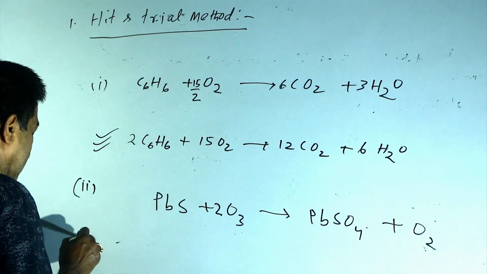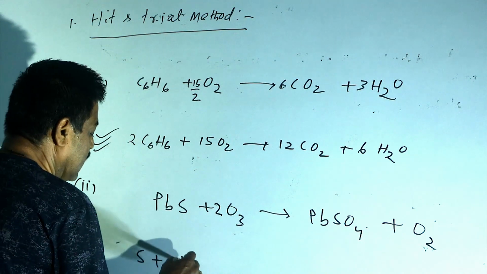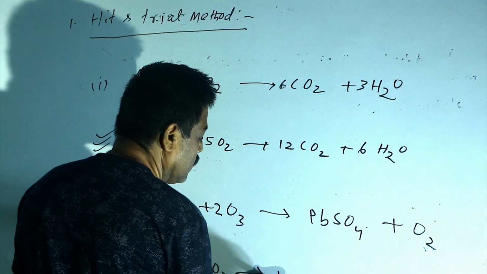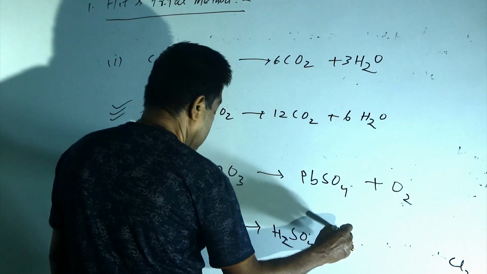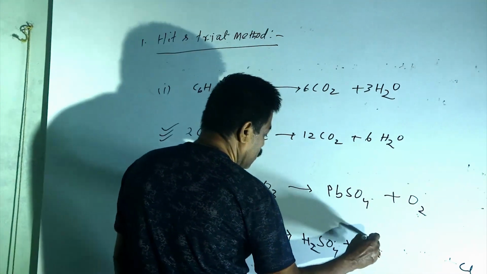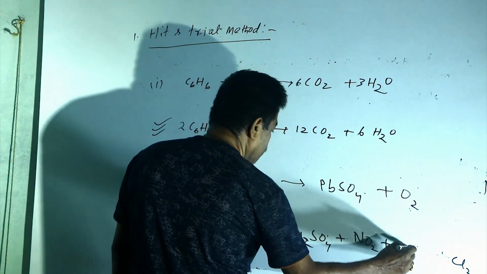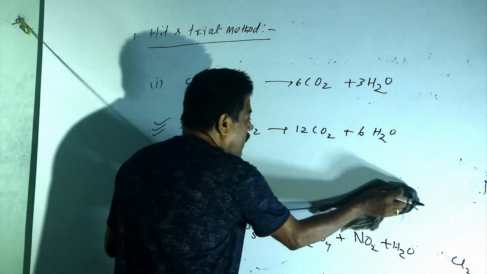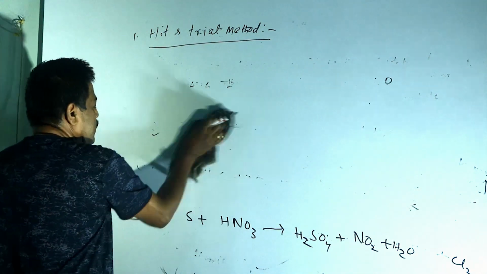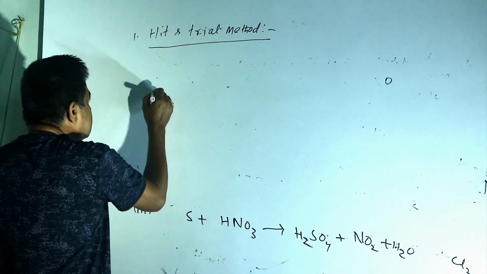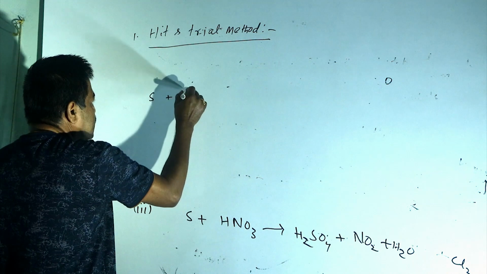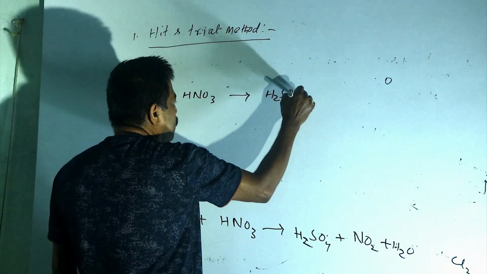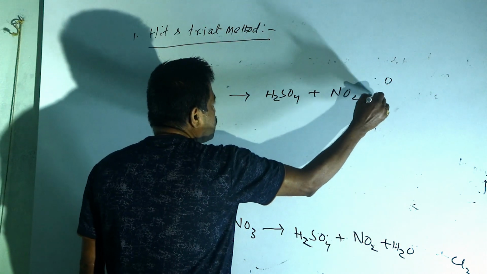Let's go to another type: S plus HNO3 gives H2SO4 plus NO2 plus H2O. To balance it by the hit and trial method, how do we proceed? In this case, S plus HNO3 gives H2SO4 plus NO2 plus H2O.